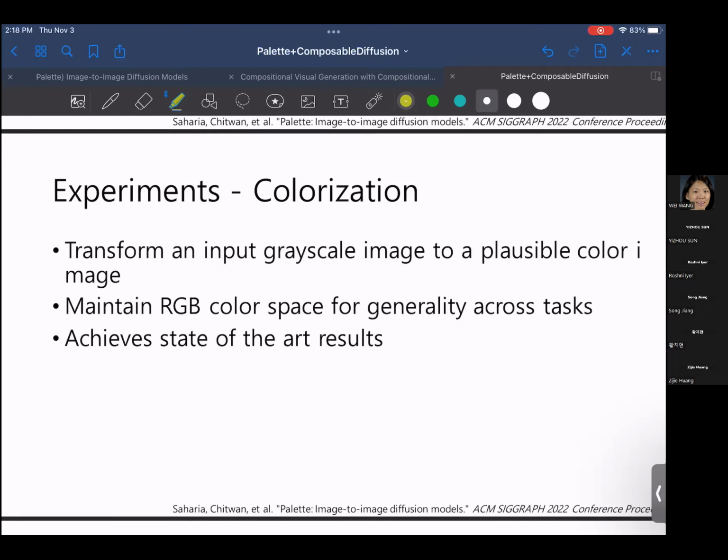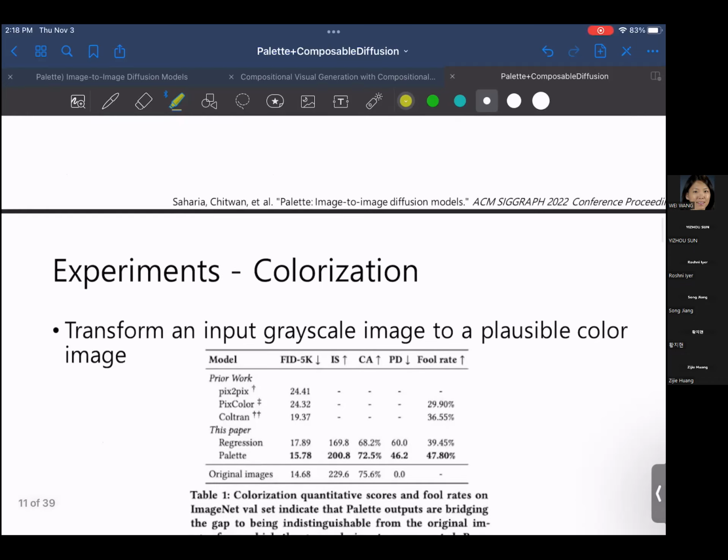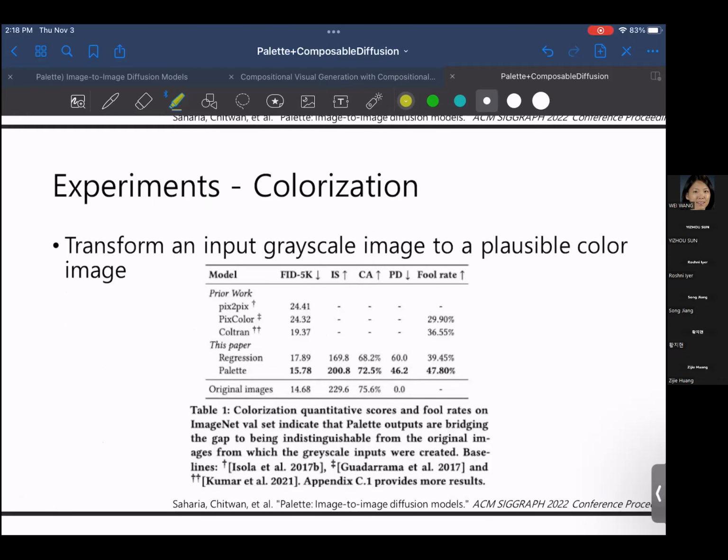And they also show that they achieve state-of-the-art results. As you can see, they are using various different metrics that they proposed, and in terms of all of these scales, they perform much better than the prior works. So yeah. And the next one would be in-painting.